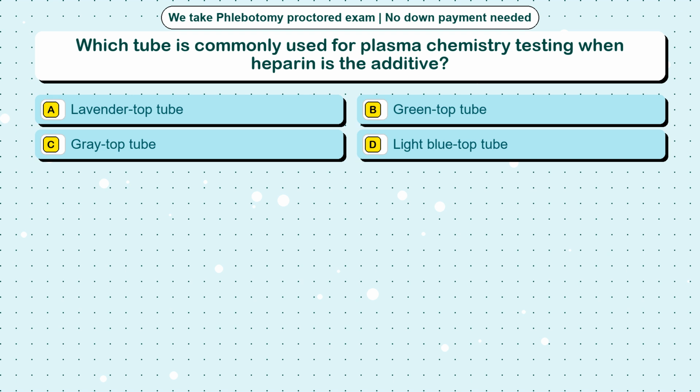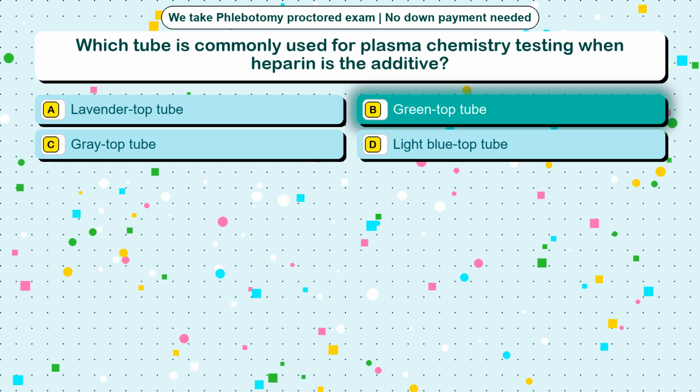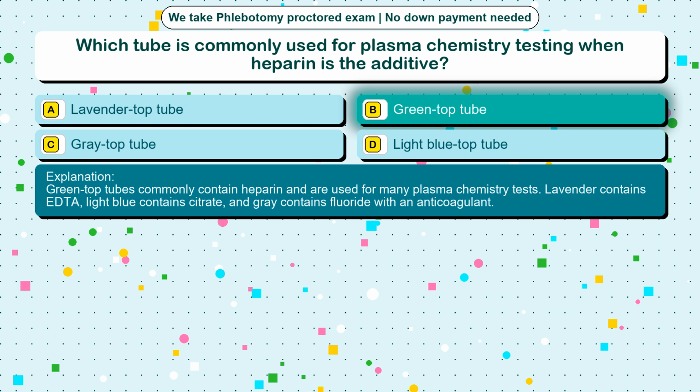Option A, lavender top tube. Option B, green top tube. Option C, gray top tube. Option D, light blue top tube. The correct answer is option B, green top tube. Green top tubes commonly contain heparin and are used for many plasma chemistry tests. Lavender contains EDTA, light blue contains citrate, and gray contains fluoride with an anticoagulant.